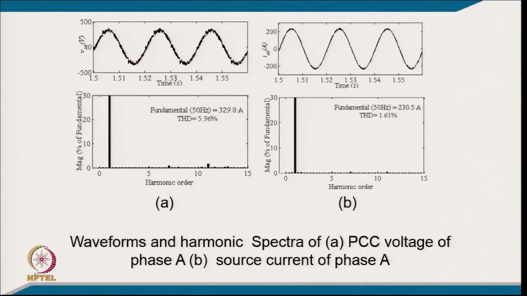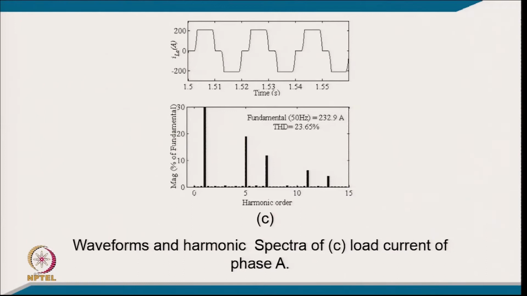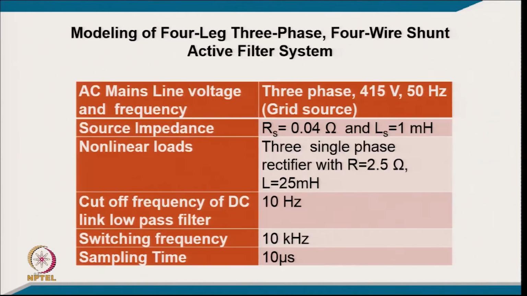And these are, of course, the THD of the load current and the PCC voltage; both are sinusoidal. And this is the THD, of course the harmonic spectrum, of your load current. So THD from 23.65 is reduced to less than 3% or so by using this shunt active filter.